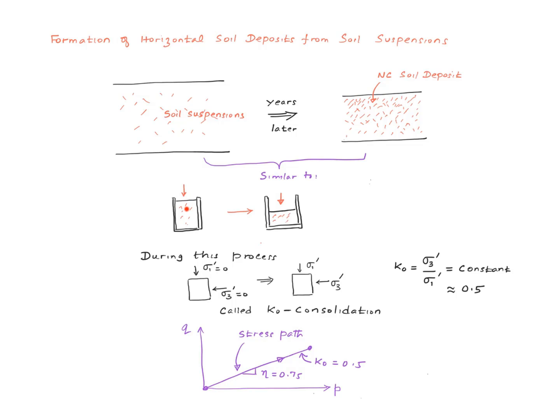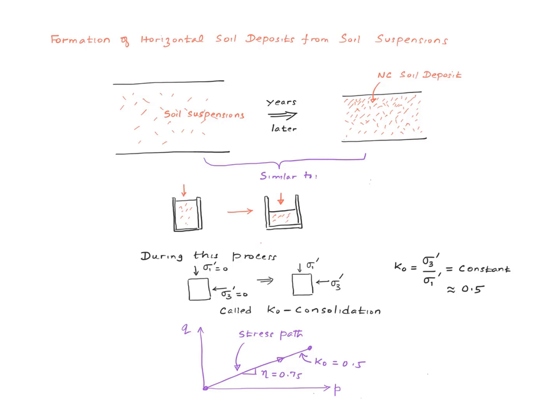In other words, if I were to put a soil suspension in a cylinder, like a consolidation cylinder, and provide some drainage over here and here and consolidate this, eventually I'm going to get a normally consolidated specimen out of this, right? But it turns out during this consolidation process, the ratio between the horizontal and the vertical stress remains a constant. And this is what we call K naught. And sometimes the consolidation that we perform in a one-dimensional cylinder is called the K naught consolidation.